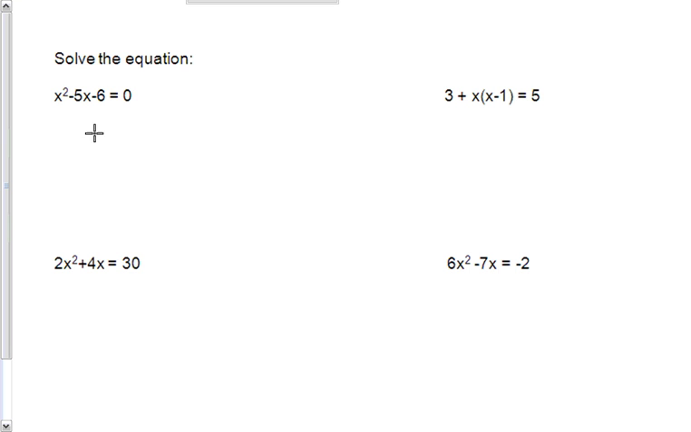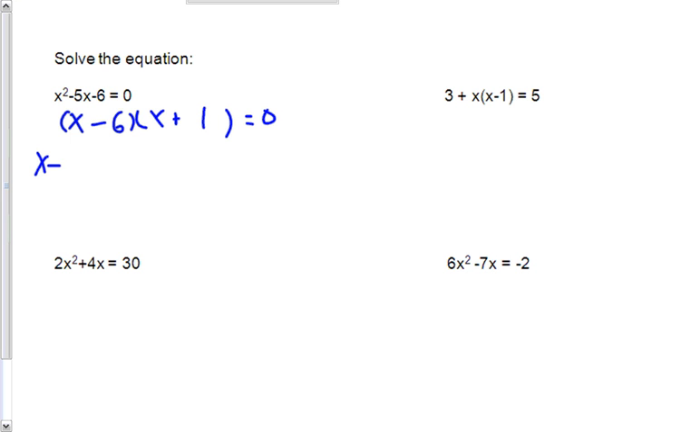Alright, so let's do some practice. The first one here is already equal to 0. Everything's on the left side, so all we have to do is go to our next step, which is to factor it. What things give me x squared? That's x and x. Things that multiply to give me 6 and add to give me 5. Both are negative, so one has to be positive and one negative. I'll do minus 6 and plus 1. Those give 0. There we go, that's our factored form.